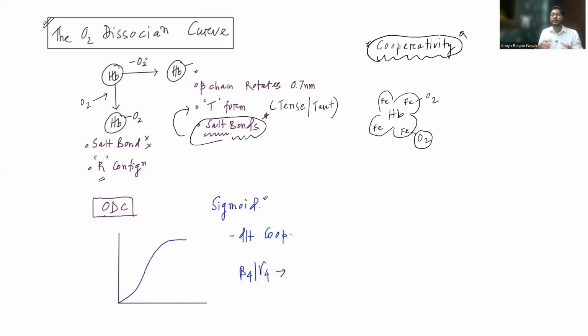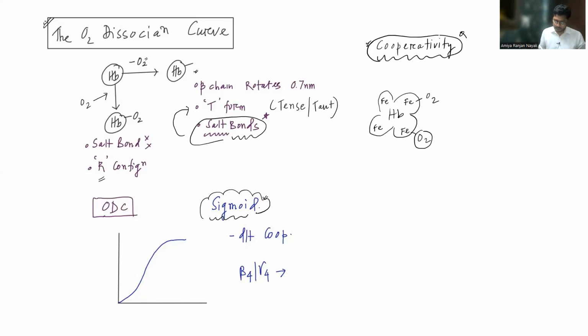But if you take out one oxygen molecule, there will be formation of salt bonds that will make the hemoglobin take up the tensed or taut configuration, and this configuration has reduced affinity for oxygen, so they will tend to lose further oxygen. Okay, so that is why they make this sigmoid curve. This is because of the phenomenon of cooperativity.